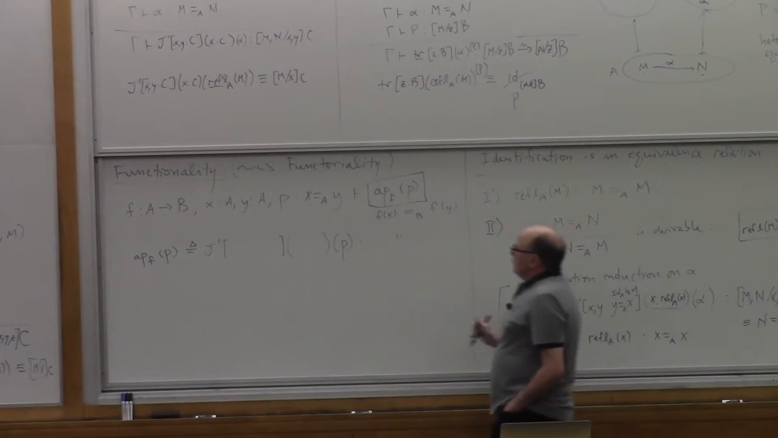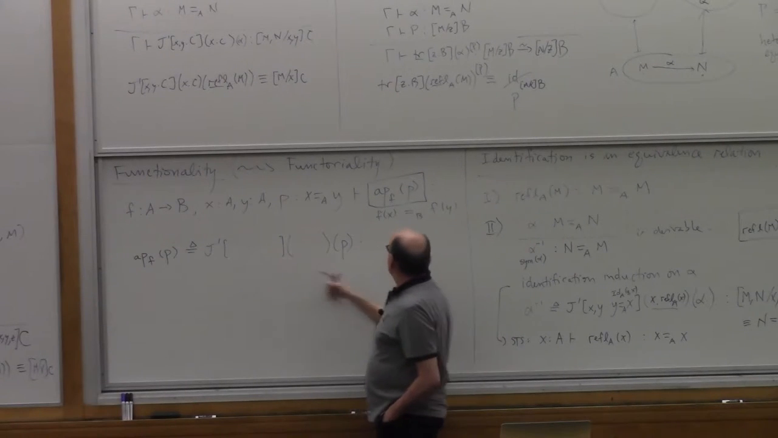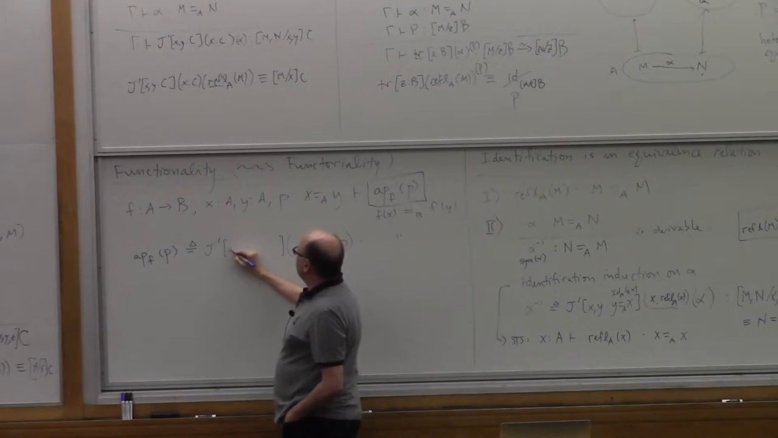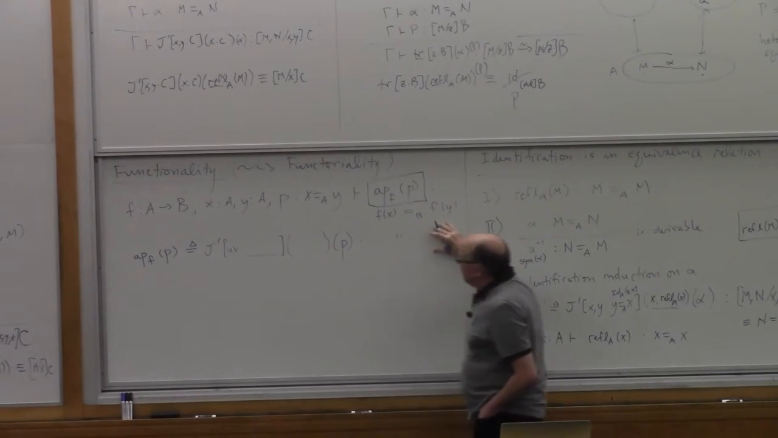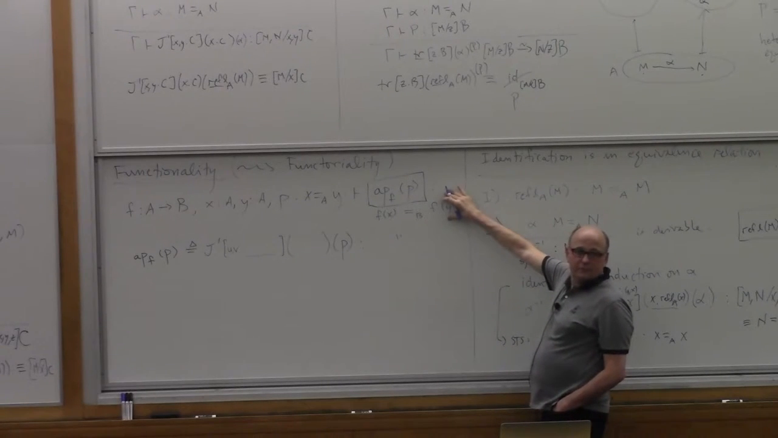So what should this guy, what should the motive be in order to get that as our result? How about if I use different letters? Let's write U, V. What should the motive be if I want J prime to give me this result? Someone?